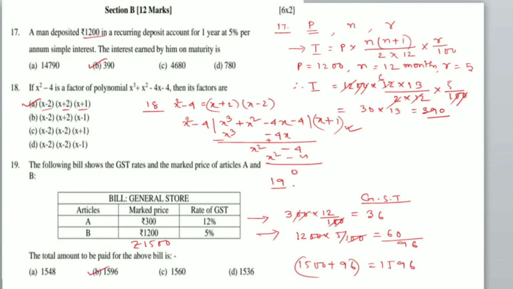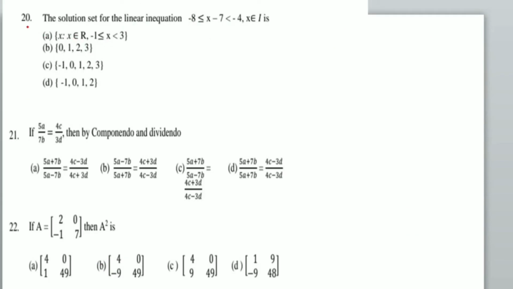Okay. Now we will solve problem number 20. The problem is: the solution set for the linear inequation x minus 7 greater or equal to minus 8 less than minus 4, x belongs to I, is what of these options? So here x minus 7 greater or equal to minus 8 less than minus 4. Now if I add 7 in each of these, then what will happen? Minus 8 plus 7.